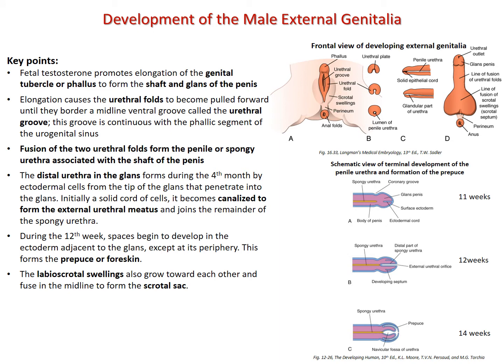This slide describes further development of the external genitalia in the male from the indifferent stage described earlier. Testosterone produced by the fetal testis promotes elongation of the genital tubercle or phallus to form the shaft and glans of the penis. With this elongation, the urethral folds become pulled forward and border a midline ventral groove called the urethral groove. This groove is continuous posteriorly with the phallic portion of the urogenital sinus. By the end of the 3rd month, the 2 urethral folds fuse, forming the penile or spongy urethra.